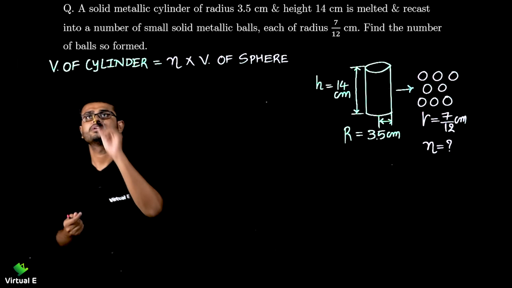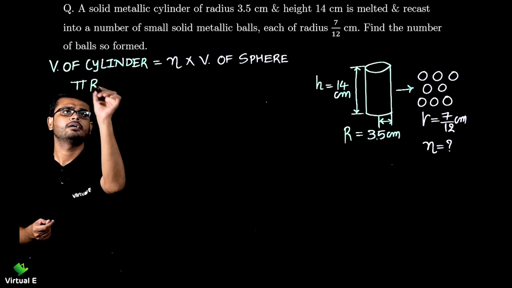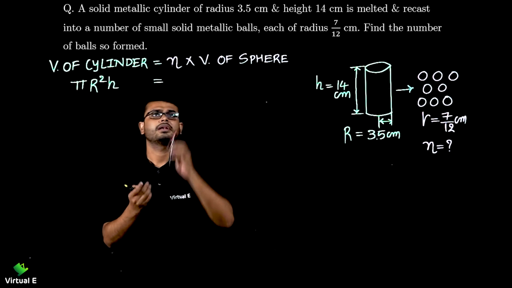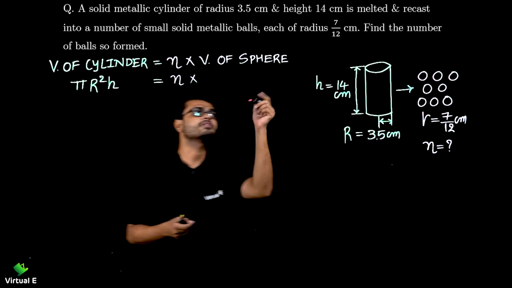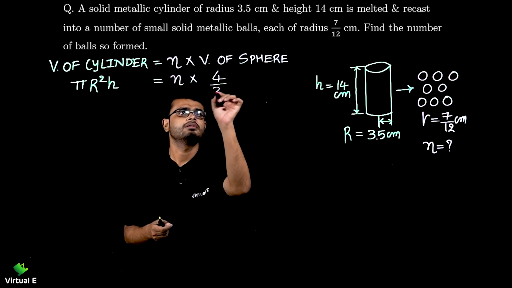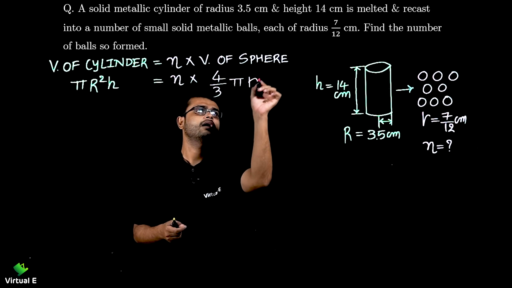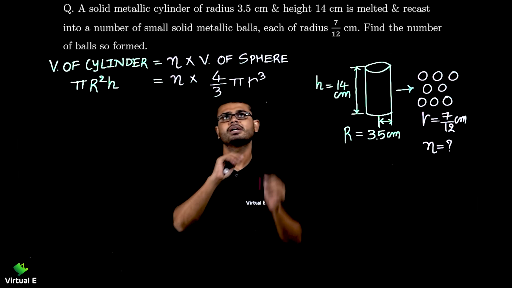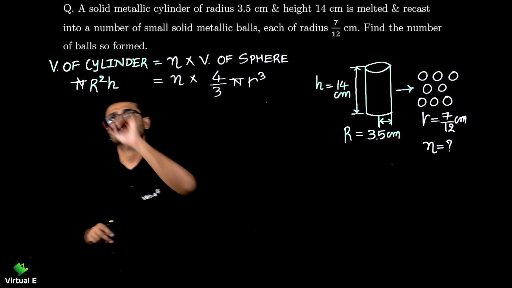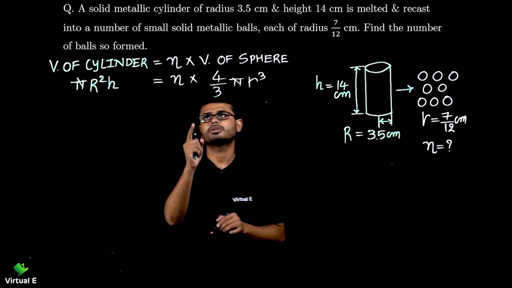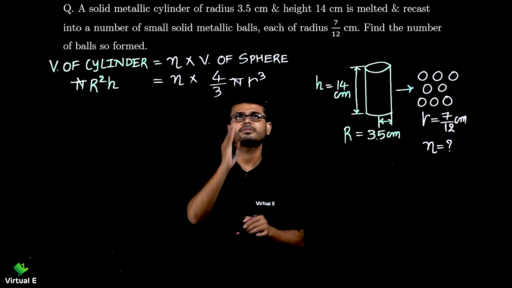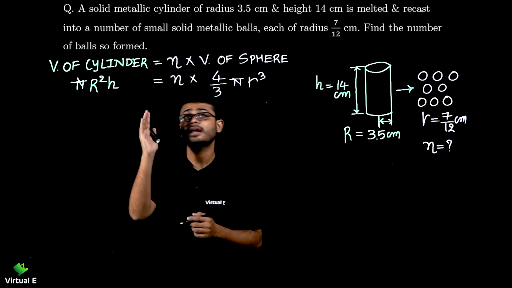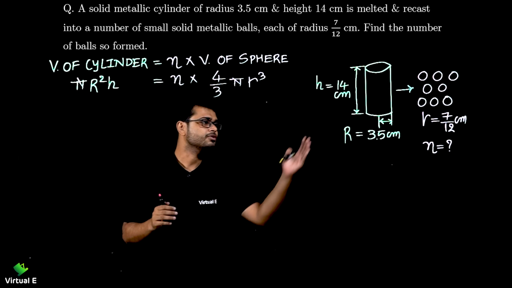Let's write the formula first. Pi capital R square into H is equal to n as it is, multiplied by the volume of sphere, that is 4/3 pi r cube. Here also we can use the same logic, pi and pi cancel. So what's left? R square H is equal to n multiplied by 4/3 r cube. So now let's substitute the values of R, H and r here. Then we'll simplify it.